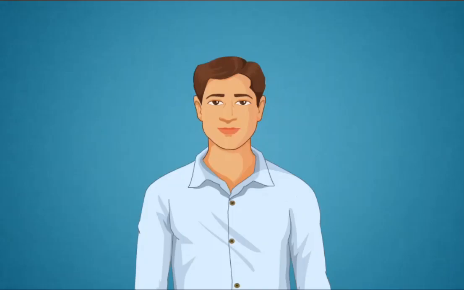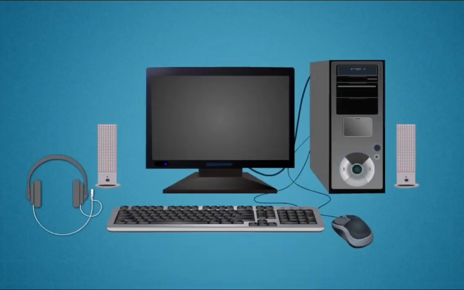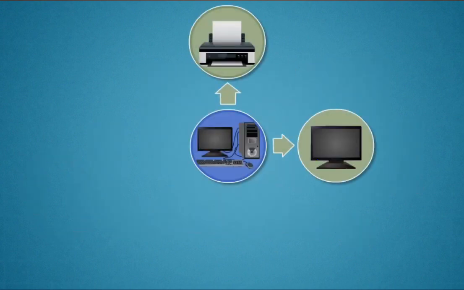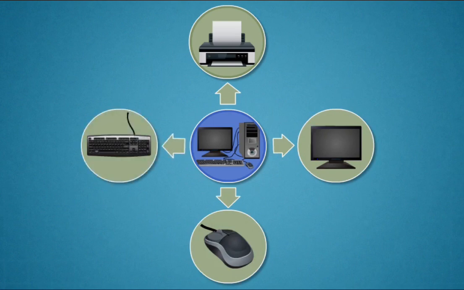In the last session, we learned what a computer is and how it works. In this session, we'll discuss how to set up and start a computer. A computer system mainly consists of a system unit or case and other devices such as monitor, keyboard, mouse, speakers, and microphone. In order to use a computer, we need to connect all the devices to the system unit. Let's see how to connect all these.